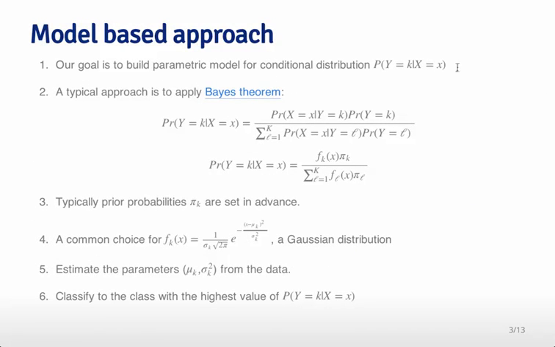So here's the model-based approach. Our goal is to build a parametric model, or a model based on probability distributions, for the conditional distribution, the probability that y, our outcome, equals some specific class k, given a particular set of predictor variables, so that our x variables equal the little value of x. A typical approach is to apply Bayes' theorem.